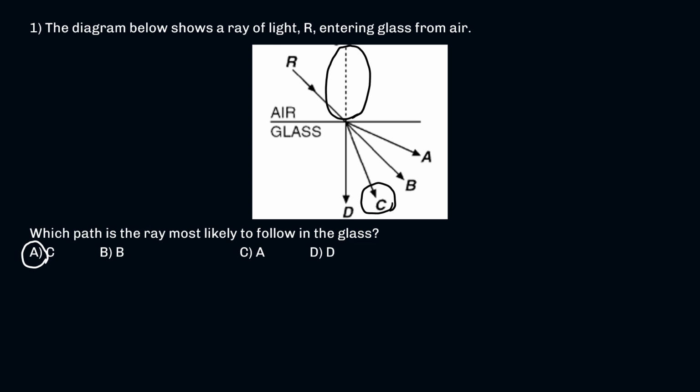If I was going, say, from glass into air, you would have a difference. It would bend away from the normal. But if you're going from a lower index of refraction into a higher index of refraction, you're always going to bend towards the normal line there in the middle.